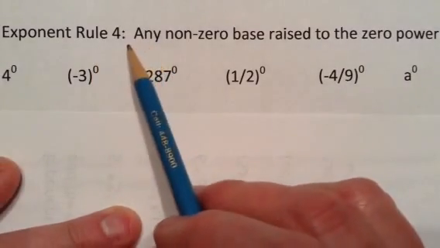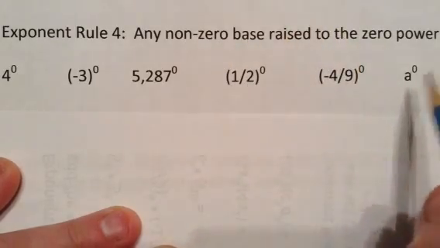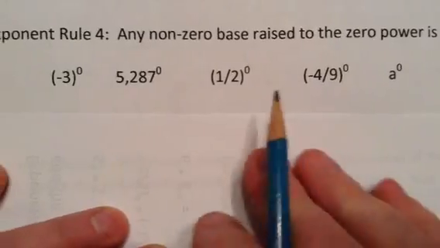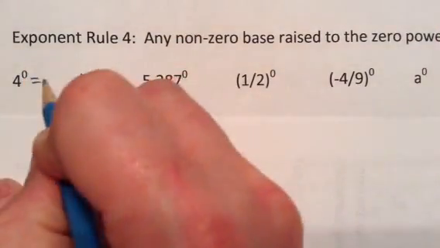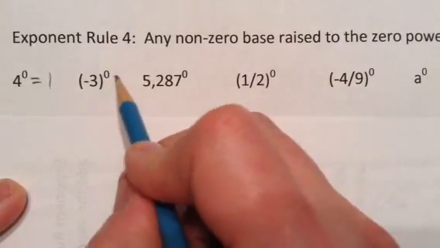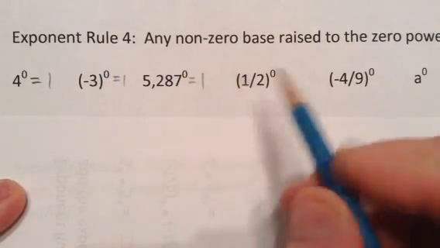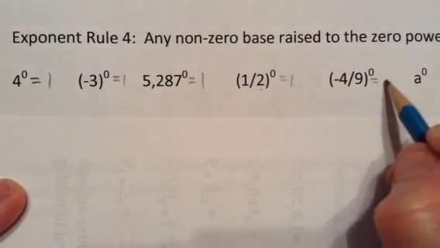I'm sorry. Rule number 4. Any non-zero base raised to the 0 power is 1. All right, so if you want to take a calculator and test these out, if I have 4 to the 0 power, it's 1. If I have negative 3 to the 0 power, it's 1. If I have 5,287 to the 0 power, it's 1. If I have 1/2 to the 0 power, it's 1. Negative 4/9 to the 0 power is 1.